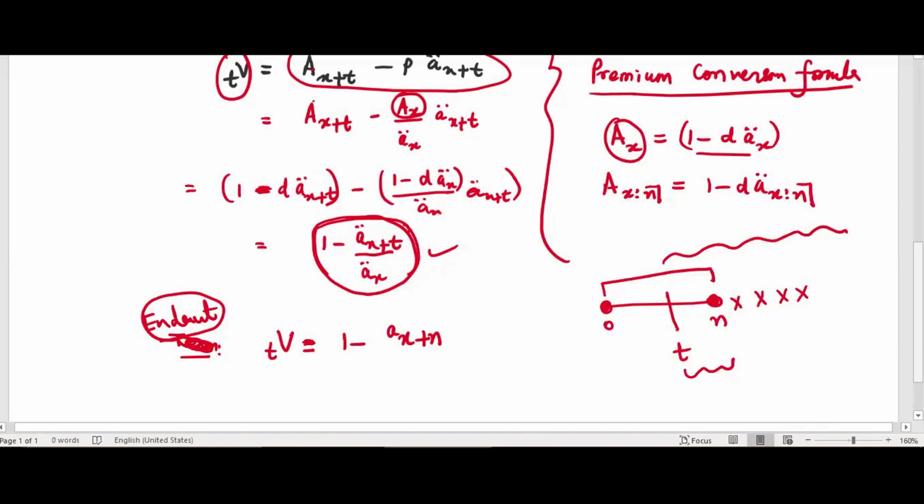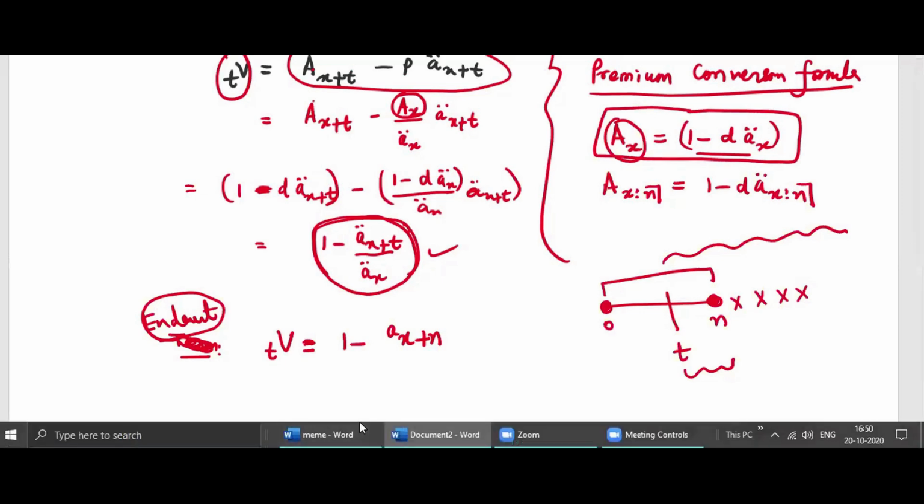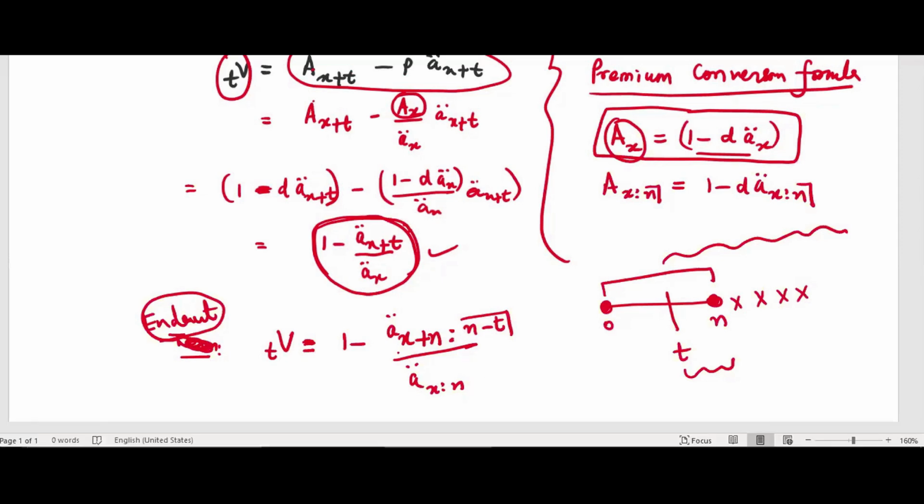Can you derive this formula? It's a two line derivation and is not that important. I'm not doing that now. So x plus t, n minus t, sorry, n minus t. I don't think you will get the denominator in the exam; if you derive it, you will be able to know. You can check it later.